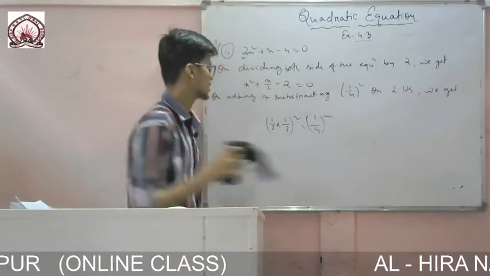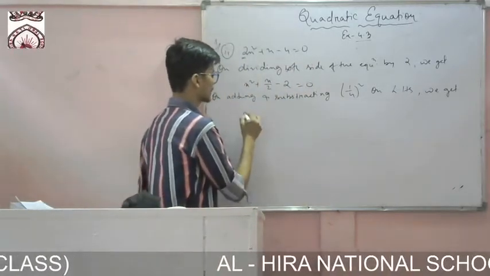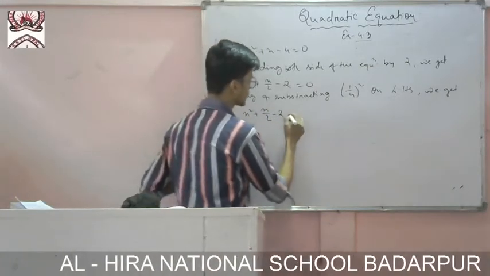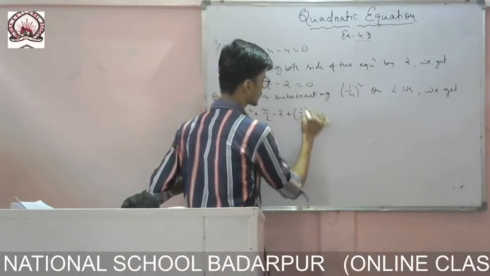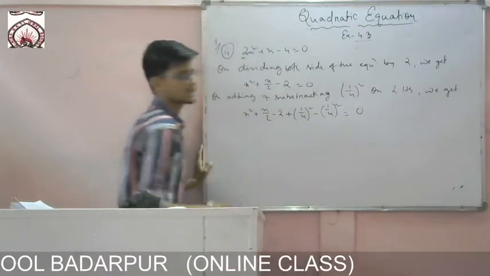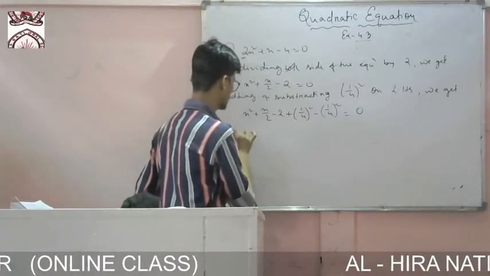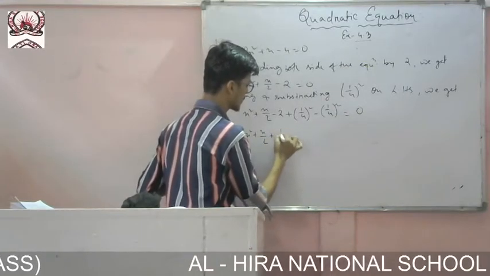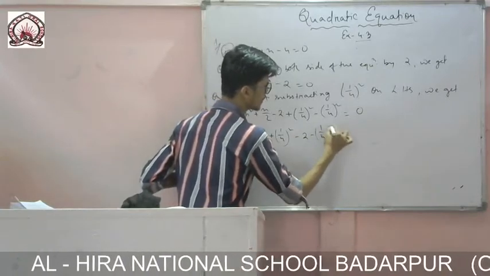So on adding and subtracting 1 by 4 square on LHS, we get x square plus x by 2 minus 2, and plus 1 by 4 square minus 1 by 4 square, no problem is there. Earlier we have just multiplied and written, now we are writing like this, same thing, okay. So now it will be x square plus x by 2, this one I will bring here, plus 1 by 4 whole thing square, minus 2, minus 1 by 4 whole thing square will be there.